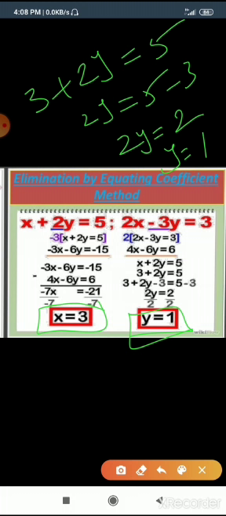So in this way, by eliminating one variable, we will get the value of the other variable first. And by substituting that in any of the equations, you can get the value of the eliminated variable also. So this is the second method of solving the equations by the algebraic method.